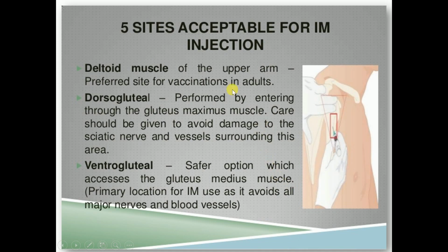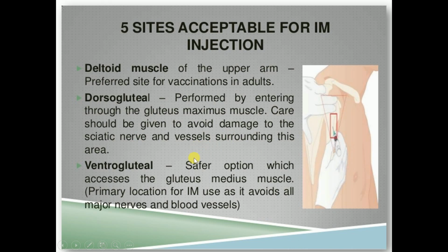The first is the deltoid muscle of the upper arm. It is a preferred site for vaccination in case of adults. In today's era, corona vaccines are available, so we can take the corona vaccine in the deltoid muscle. Now dorsogluteal is performed by entering through the gluteus maximus muscle, but care should be taken to avoid damage to the sciatic nerve as well as vessels surrounding this area.